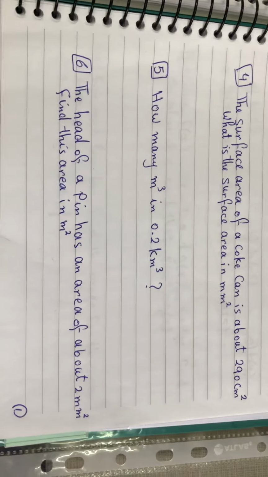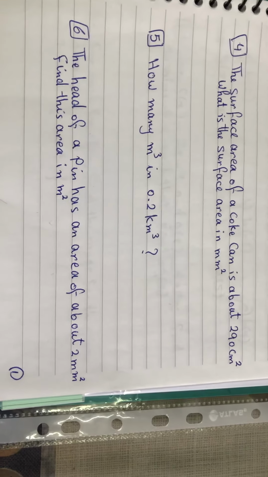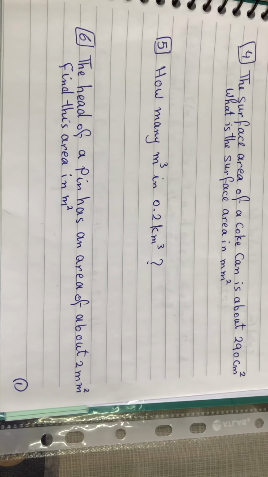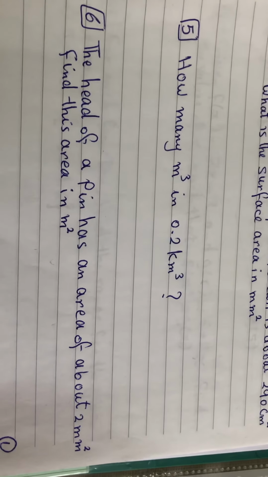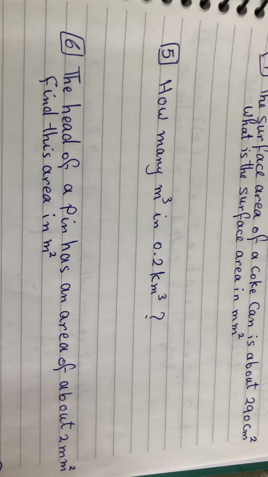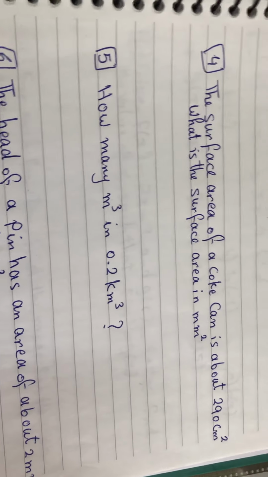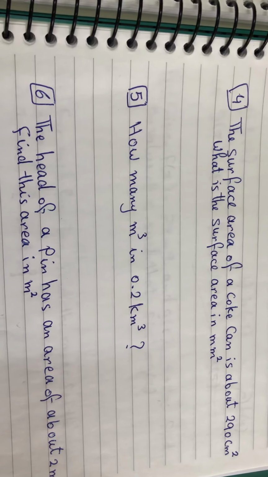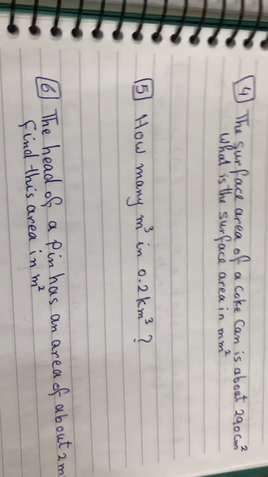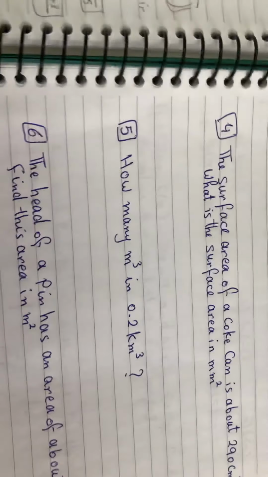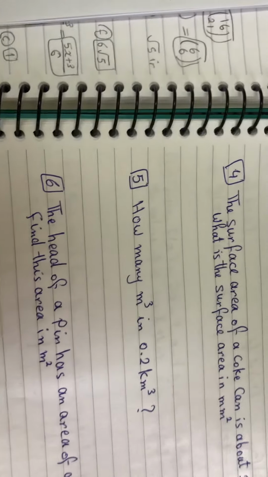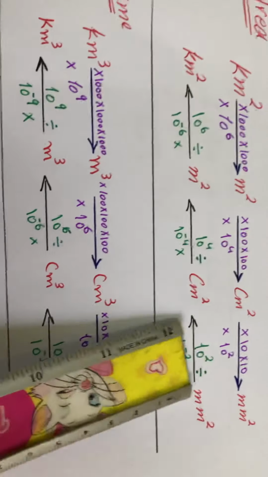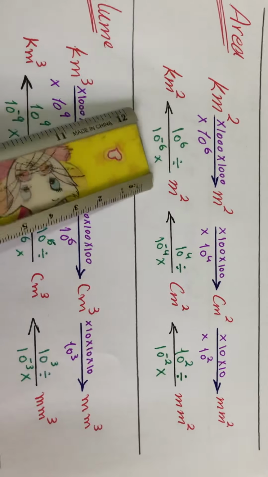In question number 6, the head of a pen has an area of about 2 millimeter square. Find this area in meter square. I'll convert from millimeter square to meter square. So I'll divide or multiply by negative power. As you see here, from millimeter square to meter square.